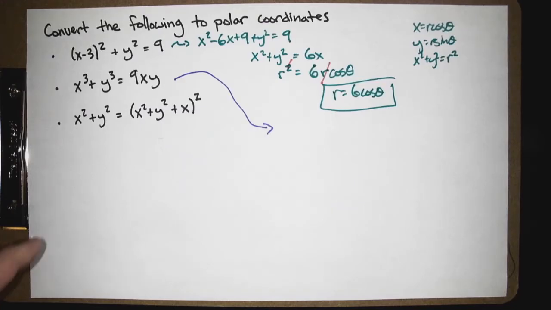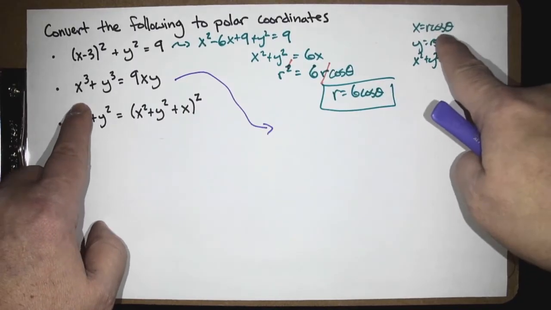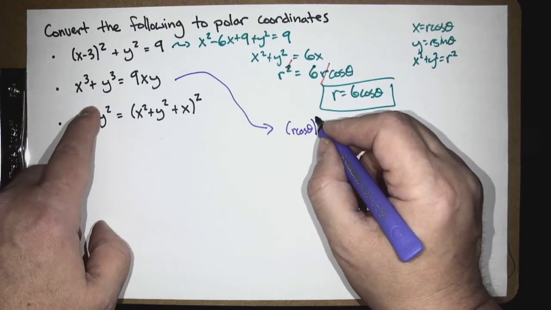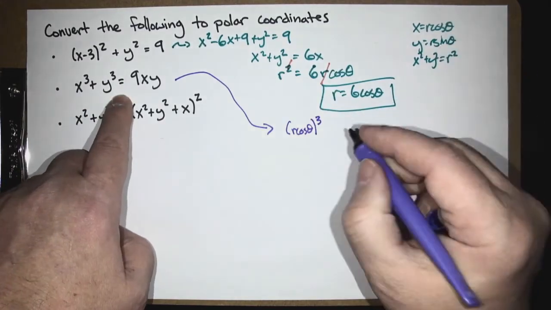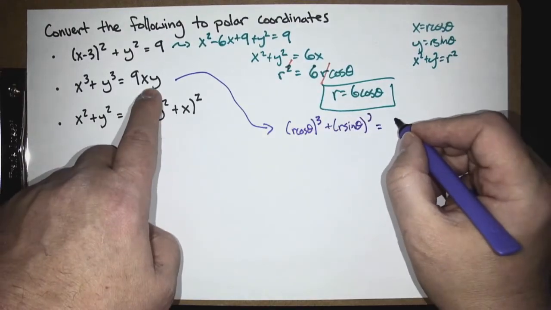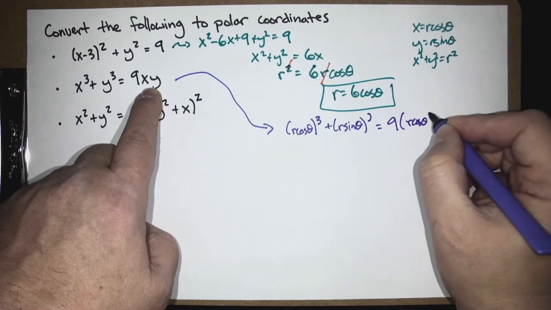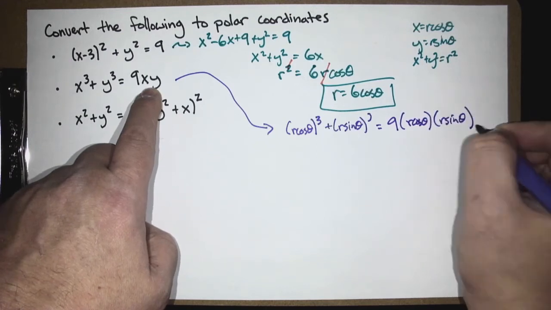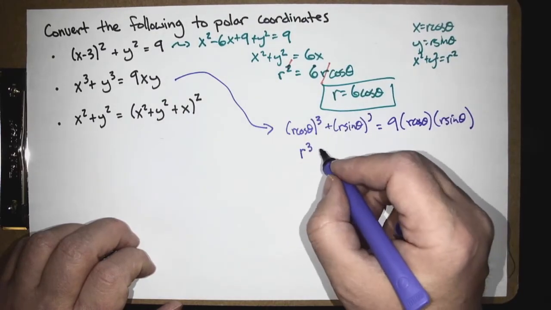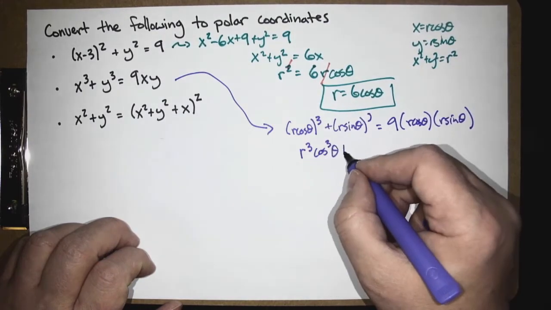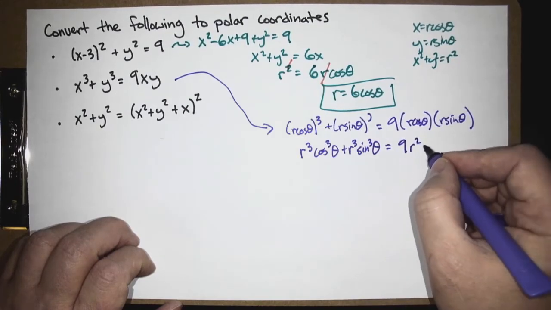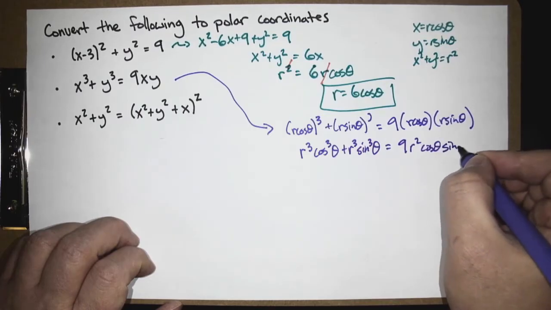When in doubt, don't think. Just plug in. What is x? r cosine theta. So r cosine theta cubed. What is y? r sine theta. r sine theta cubed equals 9 r cosine theta, r sine theta. Well, if you write this out, that's r cubed cosine cubed plus r cubed sine cubed equals 9r squared cosine theta sine theta.